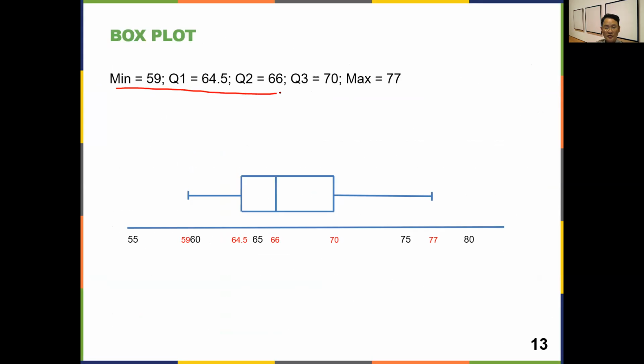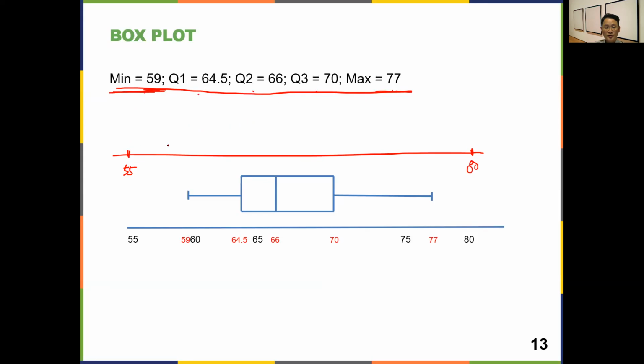Now, I rewrote that right here. The minimum, Q1, Q2, Q3, and the maximum. And let me show you how we build this. First thing that I'll do, I'll check the minimum number and the maximum number and make a number line. The minimum number is 59, so it's better to have a number that's smaller than this, and the maximum number is 77, so it should be bigger than that. So I'll go anywhere between 55 to 80. So let's say this is about 60, and this is about 65, and this is about 70, and this is about 75, and this is about 80.